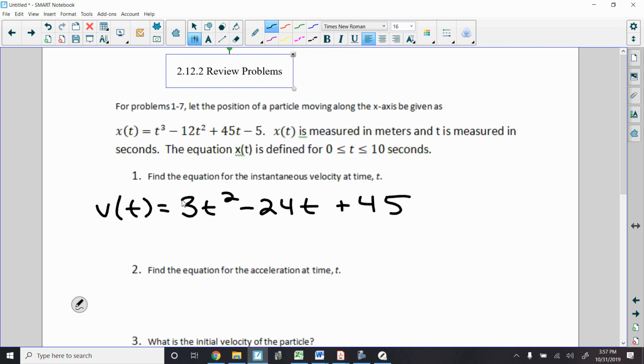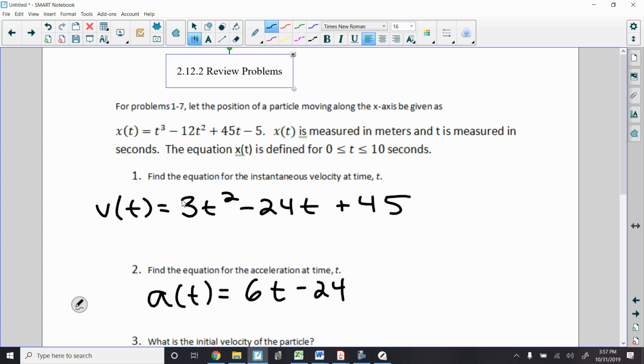Our acceleration equation, we need to do the derivative of velocity. So a of t should be 6t minus 24. So it's a pretty simple process to move from position equation to velocity equation to acceleration equation. Just make sure you're doing the derivative.